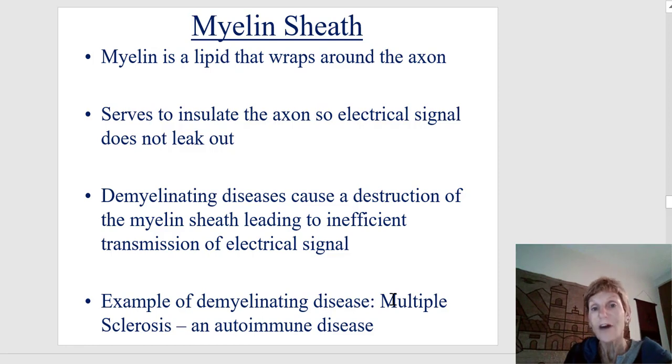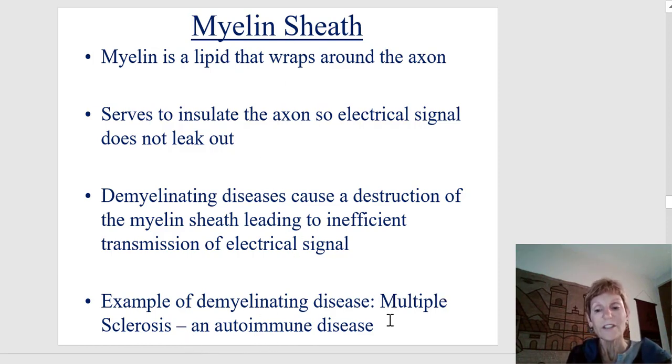And so individuals that have MS, it turns out that MS does not affect the motor neurons, even though it does affect movement. It actually affects the neurons in the brain. And because of that, you can't get the signal to the motor neuron to cause movement. But I still wanted to bring up what myelin and multiple sclerosis was.